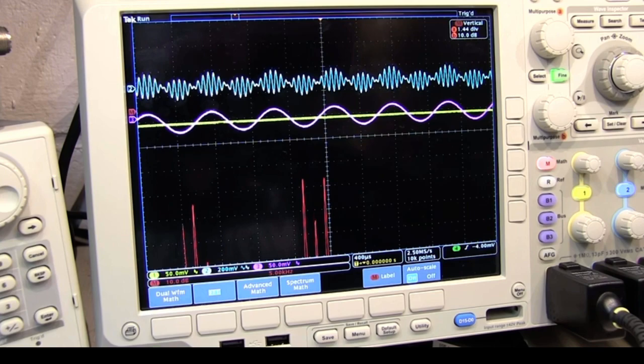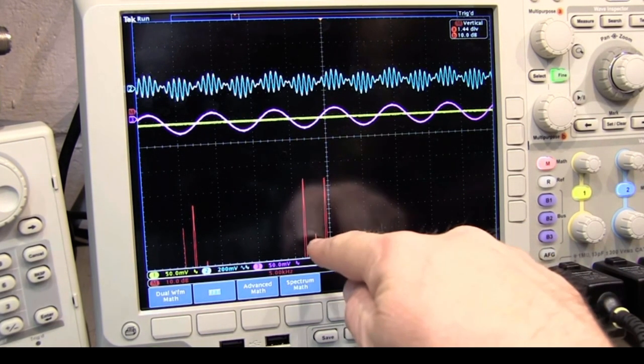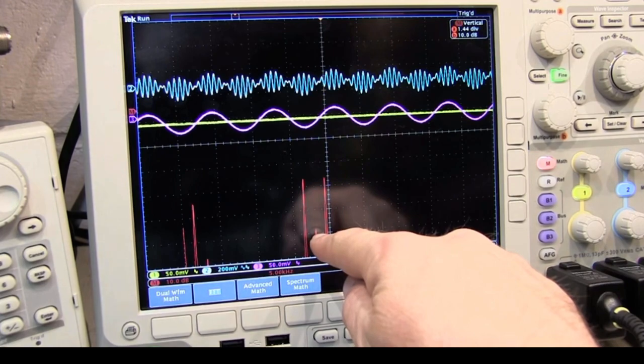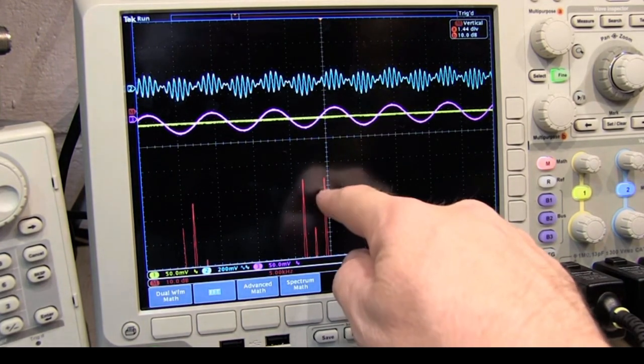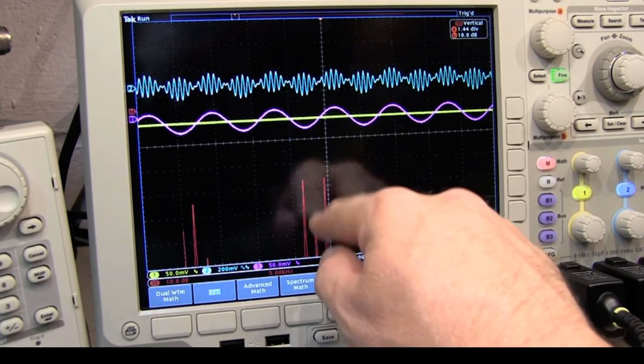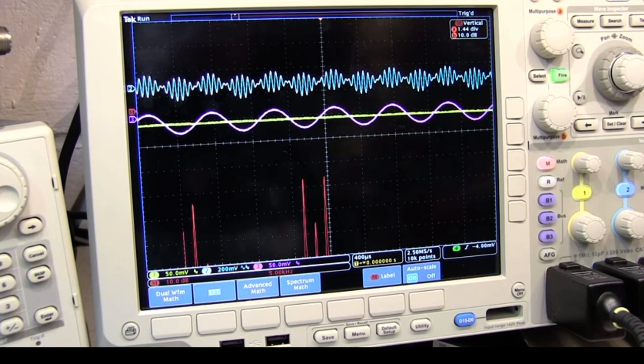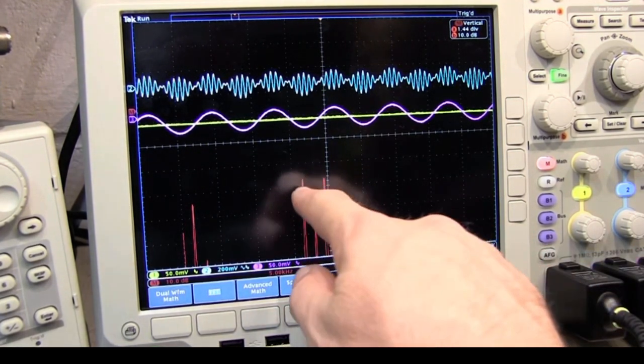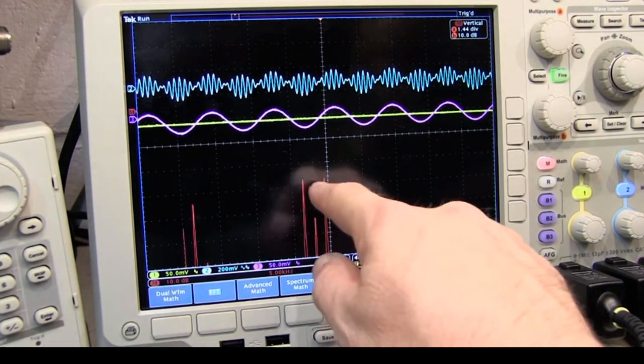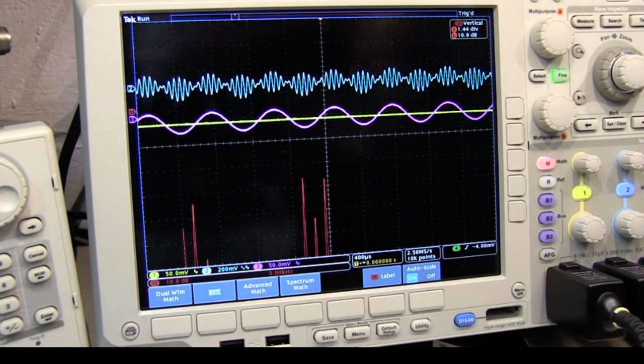Now, of course, I mentioned that these transistors are not very well matched. So there is going to be some offset, things aren't perfect, but we can see that we've dropped that carrier way down. In this case, about 20 dB down from where the magnitude of the sidebands are, which is about 30 dB down from where it was before, which is pretty good, even considering that there's a lot of offset in this Gilbert cell. So this obviously is double sideband suppressed carrier. We've got both sidebands there, the carrier is suppressed.